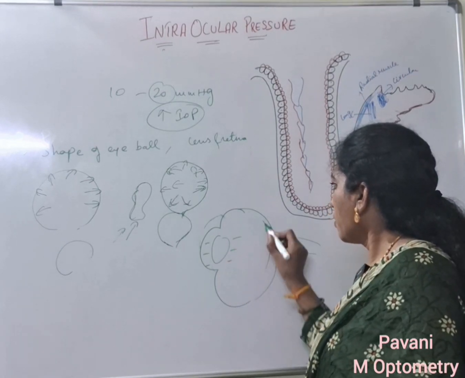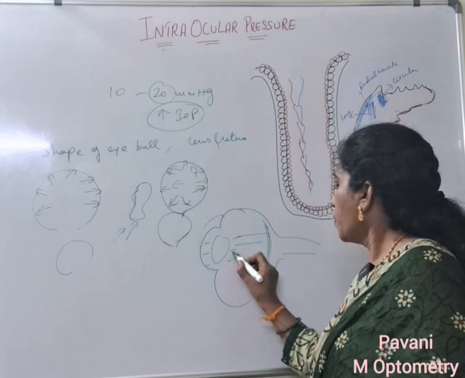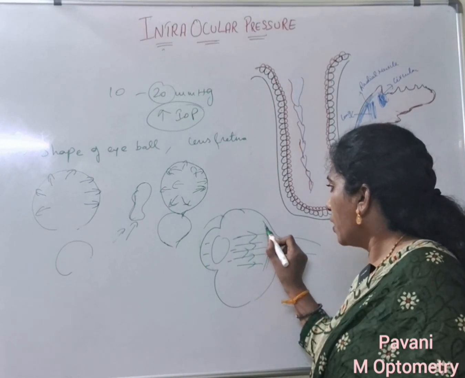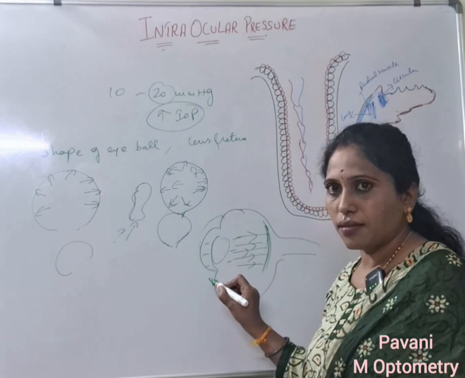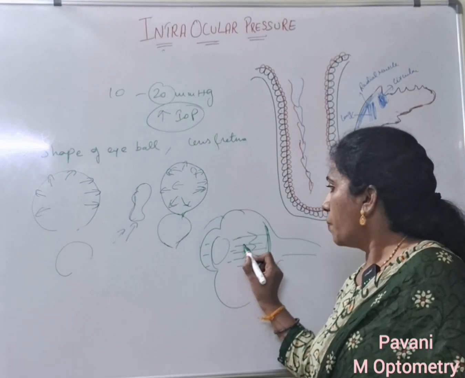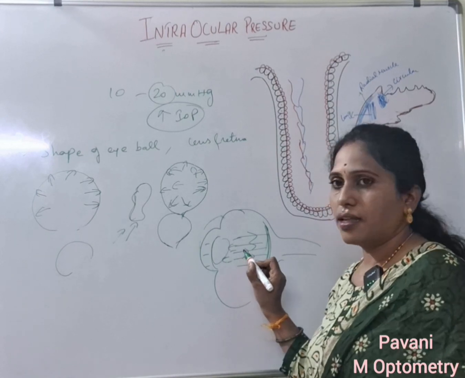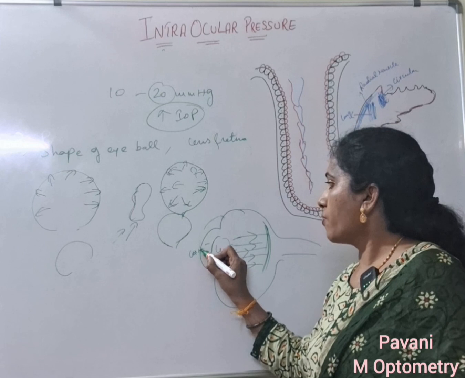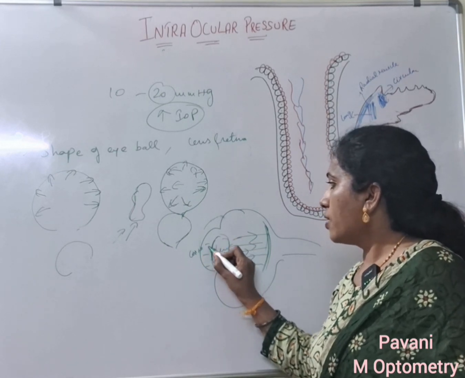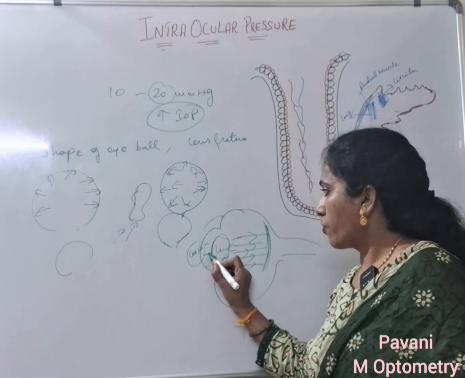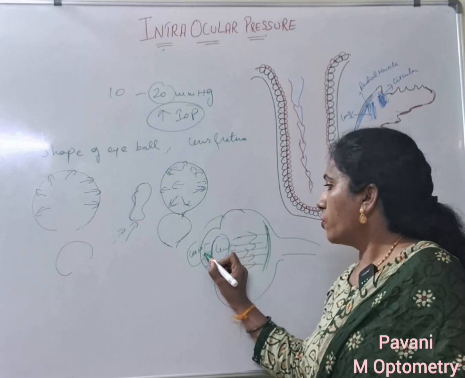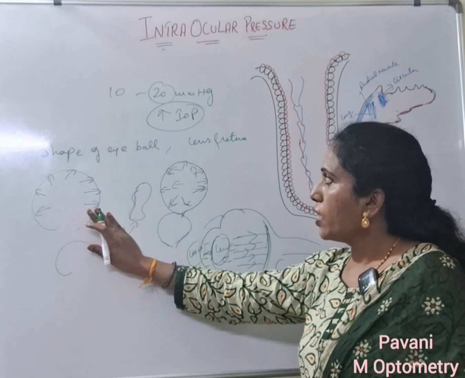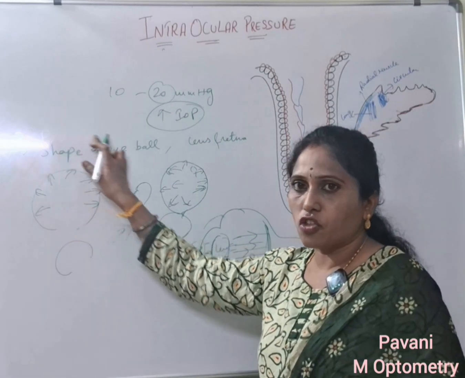Say for example this is the retina. This fluid helps to keep the structures of the eyeball in place, and it also provides nutrition to the avascular structures in our eye, which are nothing but the lens and cornea. These avascular structures get their nutrition from the aqueous humor, and the lens gets nutrition from the aqueous humor as well as from the vitreous humor. So the main function of the aqueous humor is that it helps in maintaining the shape of the eyeball.